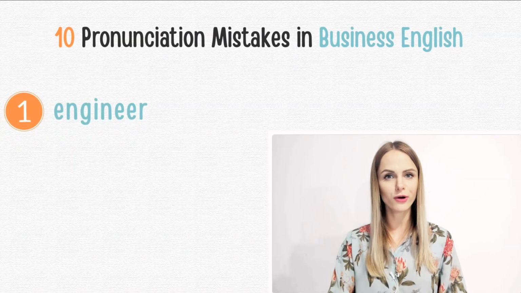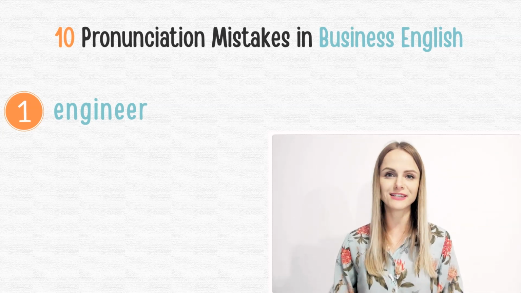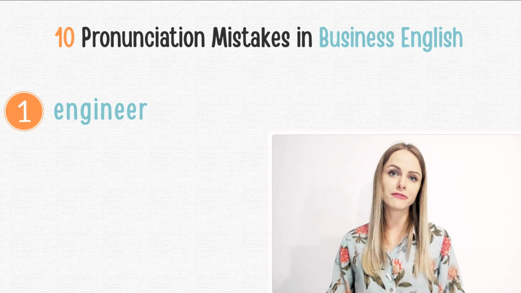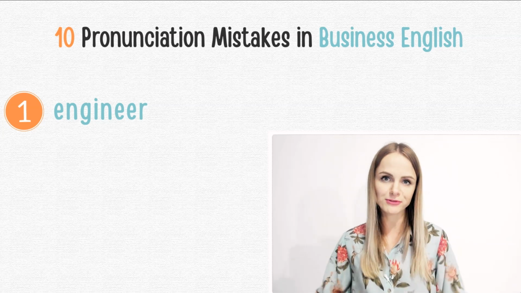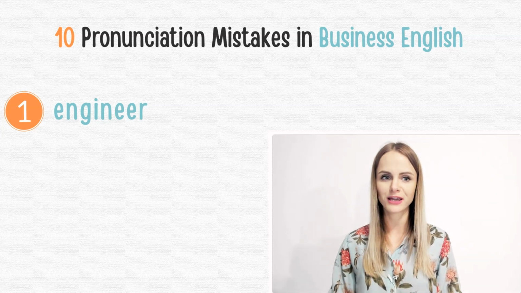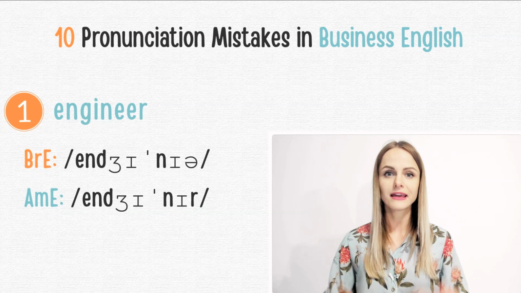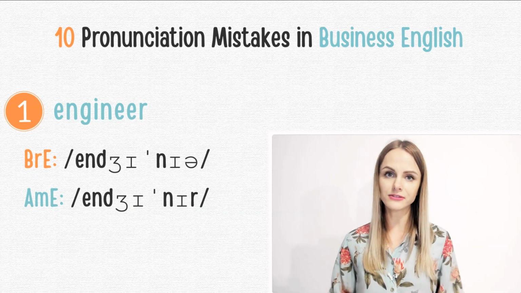So the first word on today's list is, try to pronounce it, and then I'm gonna show you the transcription, and also I'm gonna give you the proper pronunciation so that you could get the idea and possibly repeat after me, okay? So this word is pronounced as an engineer. Engineer. This is the British pronunciation, an engineer.